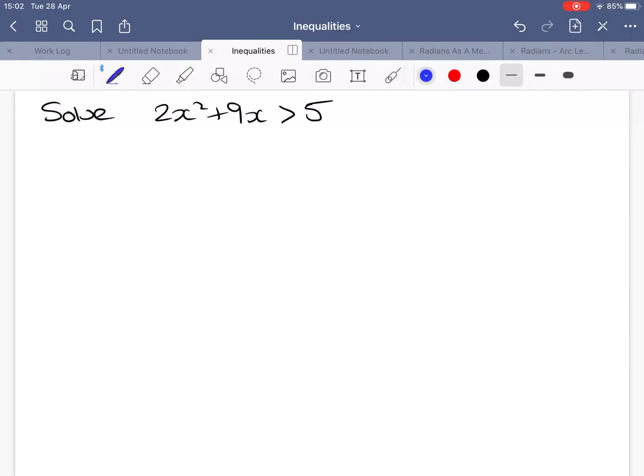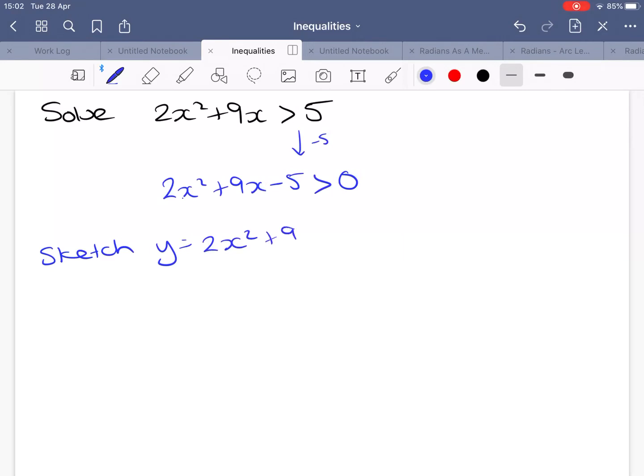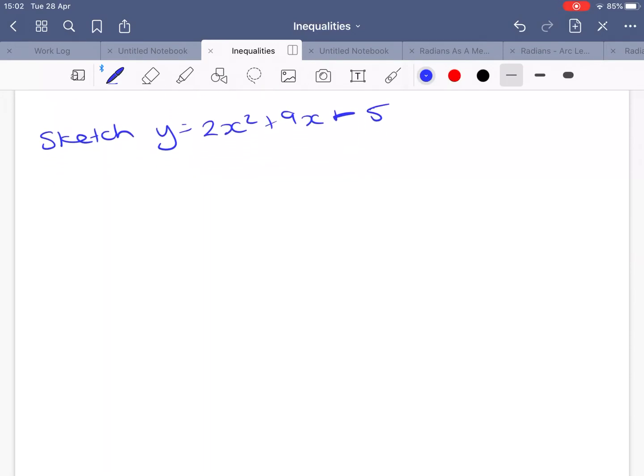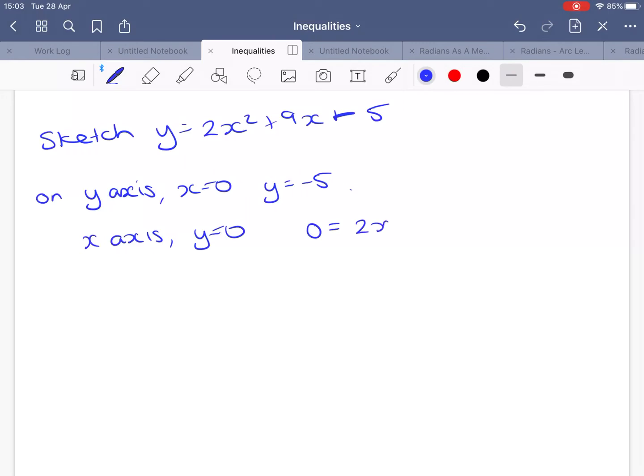So the first thing we actually have to do is rearrange it. So I've got to take away the 5 and I get 2x squared plus 9x minus 5 is greater than 0. And what I need to do, I need to sketch. So I need to sketch the equation of y equals 2x squared plus 9x minus 5. Okay, so that's the first job. So on the y-axis, x equals 0. So guess what? y equals minus 5. On the x-axis, y equals 0. So I get 0 equals 2x squared plus 9x minus 5.